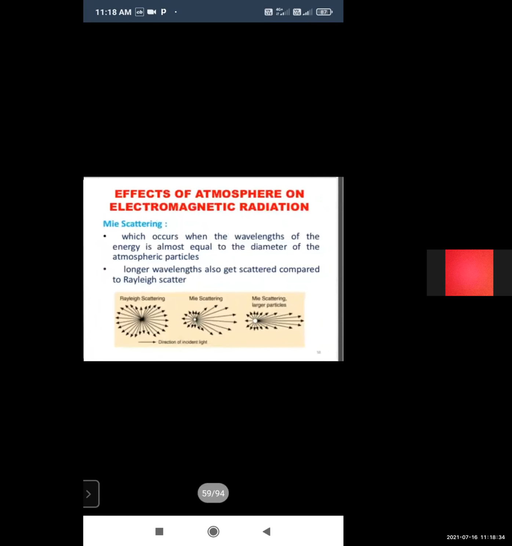Next is Mie scattering. Mie scattering occurs when the wavelength of the energy is almost equal to the diameter of the atmospheric particle. So both scatterings occur due to particles present in the atmosphere. If the particulate material diameter is equal to the wavelength of electromagnetic energy, then scattering occurs, and that scattering is known as Mie scattering. Longer wavelengths also get scattered compared to Rayleigh scattering.